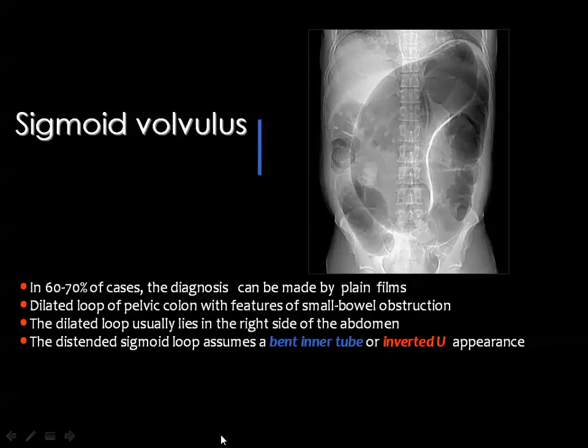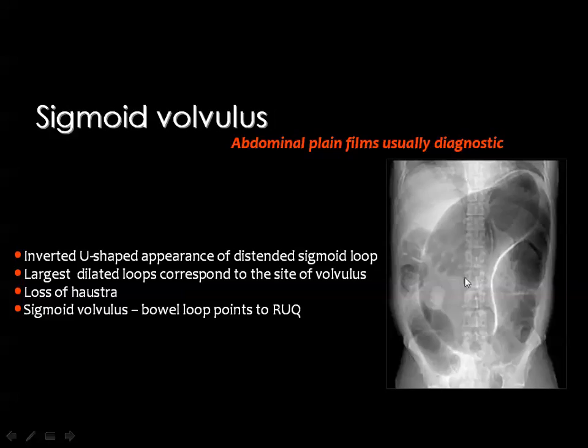Then a reliable diagnosis is based on the dilatation of the two loops of the sigmoid colon, giving the appearance of a bent inner tube or inverted U or the coffee bean sign. The dilated colon usually points to the right upper quadrant, but actually you don't need this pointing for the diagnosis. If you see the region of the sigmoid is dilated and it looks like the inverted U configuration, then the diagnosis is easy.